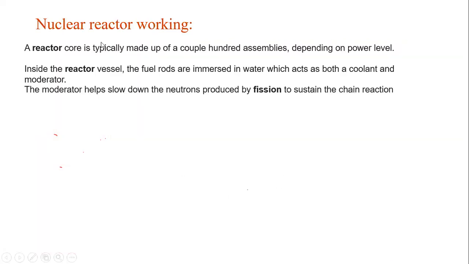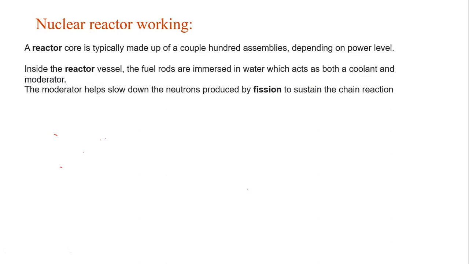Next, the reactor core is typically made up of a couple of hundred assemblies, depending on the power levels. Inside the reactor vessel, the fuel rods are immersed in water, which acts as both coolant and moderator. This moderator helps slow down the neutrons and sustain the fission chain reaction.